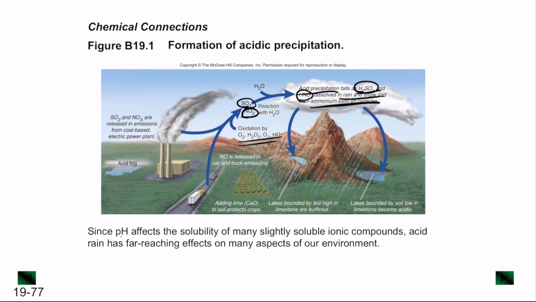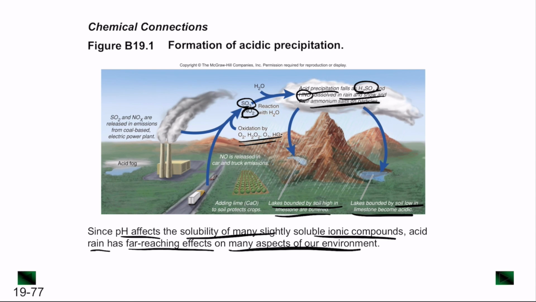Since the pH affects the solubility of many slightly soluble ionic compounds, acid rain has far-reaching effects on many aspects of our environment, where it can damage crops and it can damage walls. Lakes bounded by soil low in limestone become acidic. Lakes bounded by soil high in limestone are buffered, and adding lime to the soil generally protects the crops. Though when you add more of these, it creates acid fog, and you have sulfur and nitrous oxide emissions from coal-based power plants, and also nitrous oxide emissions from cars and trucks, which can result in the formation of acid rain.